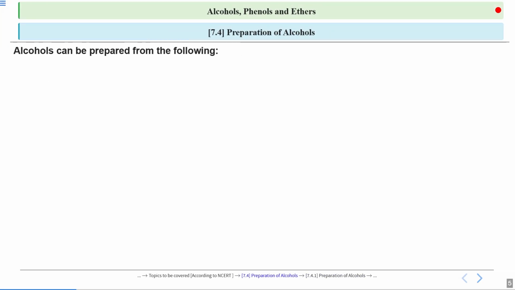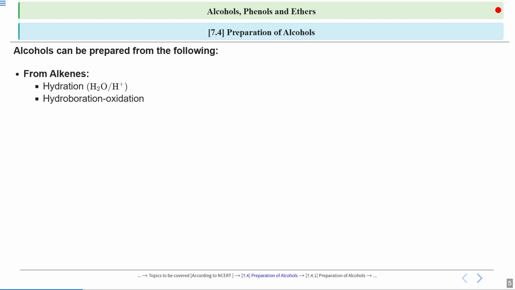So let's start with the preparation of alcohol, section 7.4. Alcohols can be prepared from the following methods. First of all, from the alkenes. The alkenes are the unsaturated compounds containing carbon and hydrogens, and there is the presence of a double bond between the carbons. So from the alkenes, you can prepare the alcohol by the hydration reaction. That means the reaction of alkene with the water molecule in presence of H positive ion.